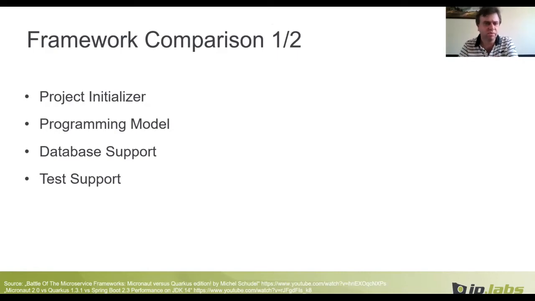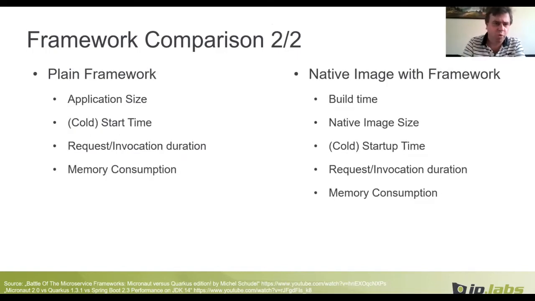But look at the parameters: what is the programming model, database, test support. They all have this, but with limited scope. And what is really important if you do this for serverless is to look at parameters like application size, cold start time. If you use the plain framework, it's also important. Request invocation duration, memory consumption, and if you use the native image, then the build time is important, but it generally depends on GraalVM itself, so it will probably be comparable for all solutions. But also, of course, native image size and cold start time will be hugely reduced with native image, and also the invocation duration and memory consumption. So these are things to look for.